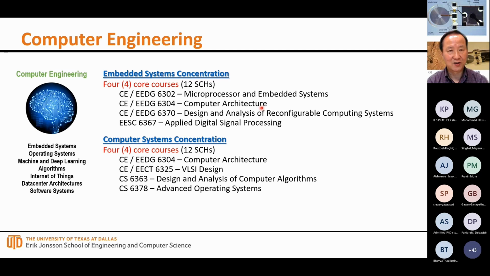For those coming for the master's degree in computer engineering, there are 2 concentrations: embedded systems and computer systems. Slightly different from EE, CE requires 4 core courses. In the embedded systems concentration, the core courses are microprocessor and embedded systems, computer architecture, design and analysis of reconfigurable computing systems, and applied DSP. For computer systems, the core courses are computer architecture, VLSI design, analysis of computer algorithms, and advanced OS.